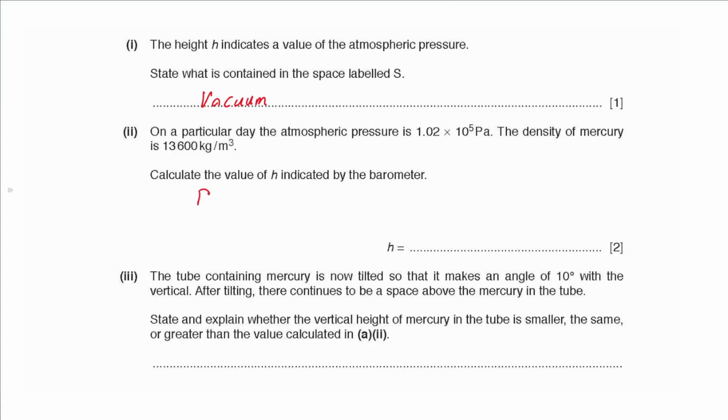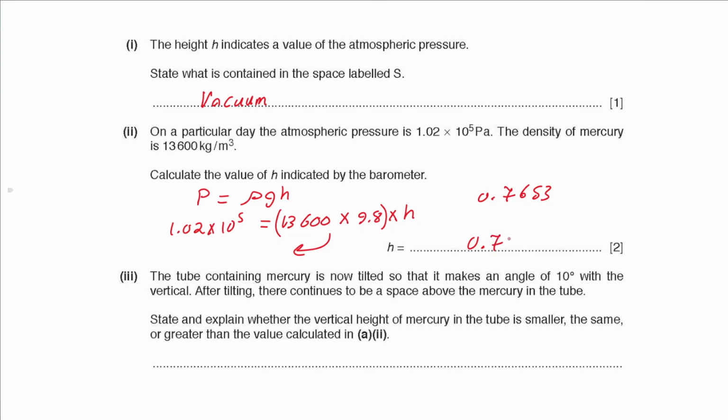We use the equation pressure equals rho g h, and then we substitute 1.02 times 10 to the power of 5 is equal to the density 13,600 multiplied by 9.8, then multiplied by the h. Then we divide the left hand side by this bracket to get h, which will be equal to 0.7653, and we can approximate that to 0.76, and the unit here is in meters.